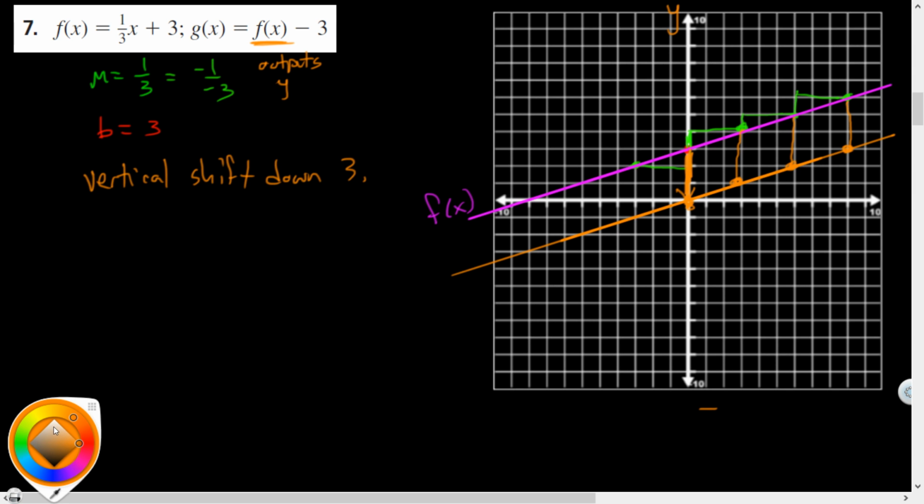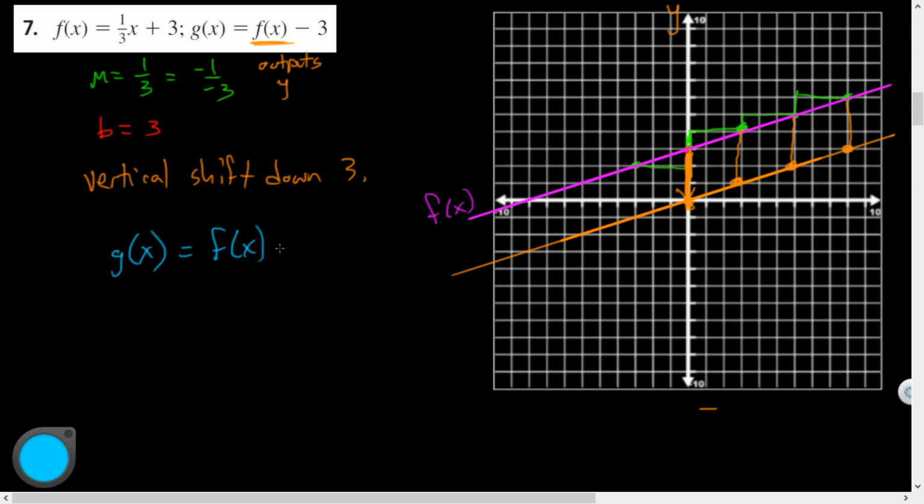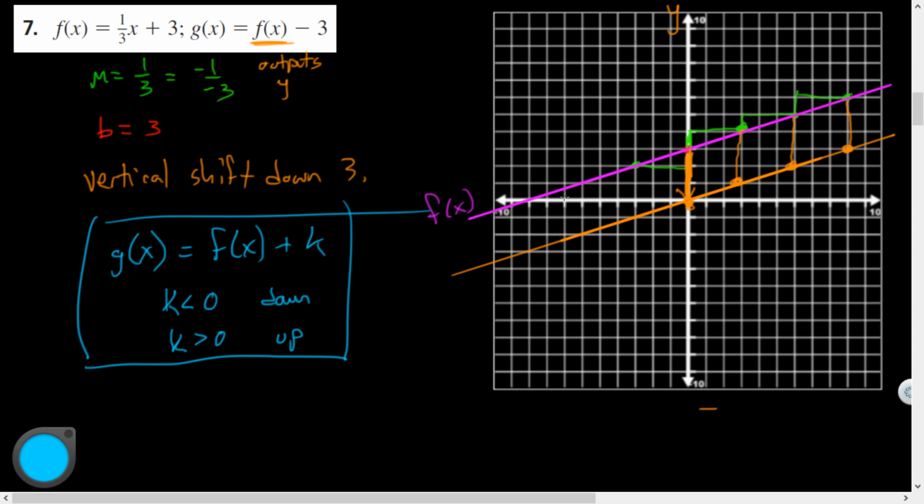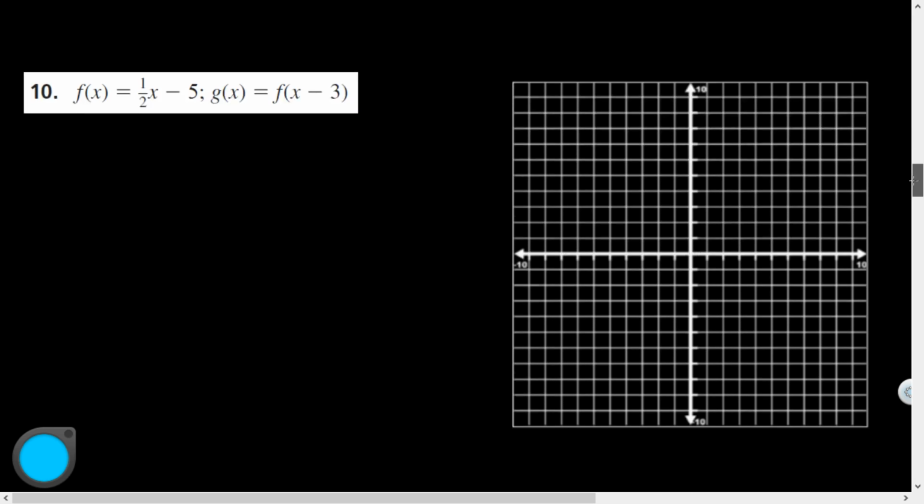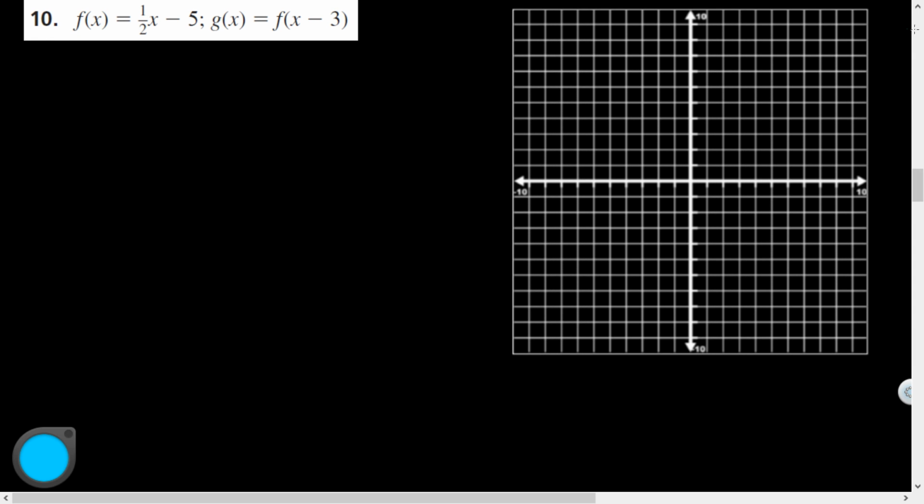Right? And what we describe that as, if you have some function g of x is equal to another function, some parent function perhaps, plus k, on the outside, we said that if k is negative, it's a shift down, and if k is positive, it's a shift up, right? So that's kind of like the property that we barely talked about yesterday. I realize we didn't get to spend a lot of time on that. We'll have more time today, though, friends.